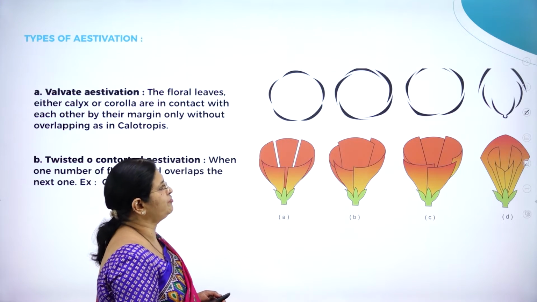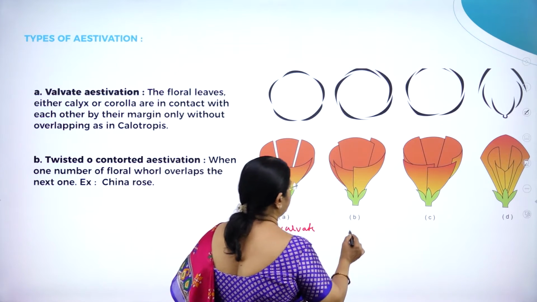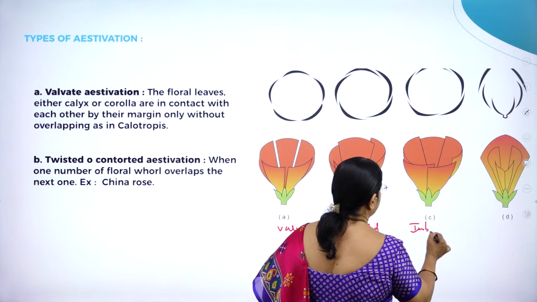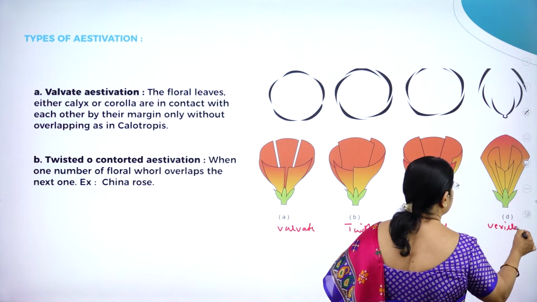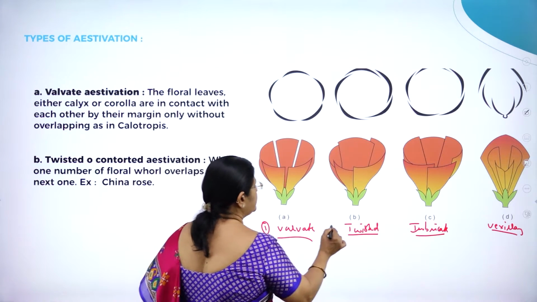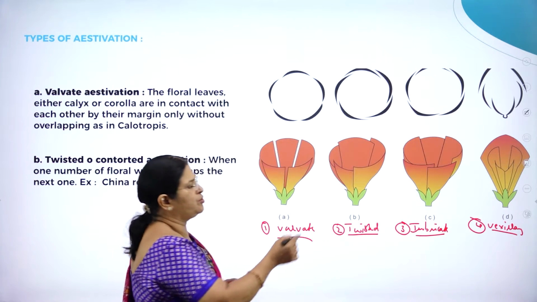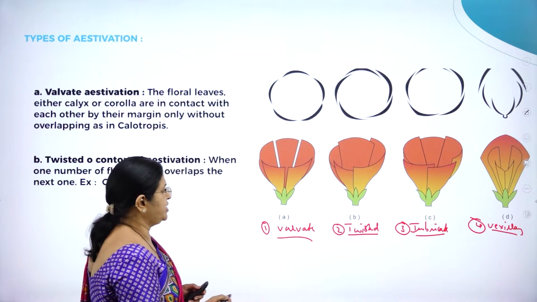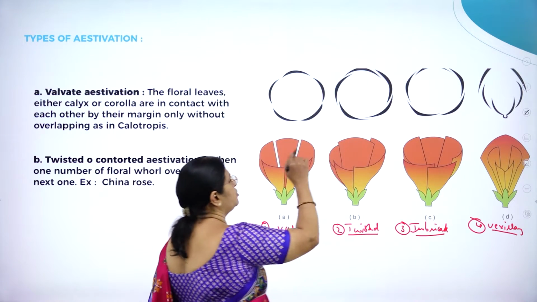See here, you can see the beautiful diagram. So the first one is called valvate, this is called twisted, this is called imbricate, and this is called vexillary. See what are the first one, second one, third one, and the fourth one. Here you can see in this diagram how the sepals and petals are arranged with respect to each other. Here you can see how they are arranged. So in total it is different.